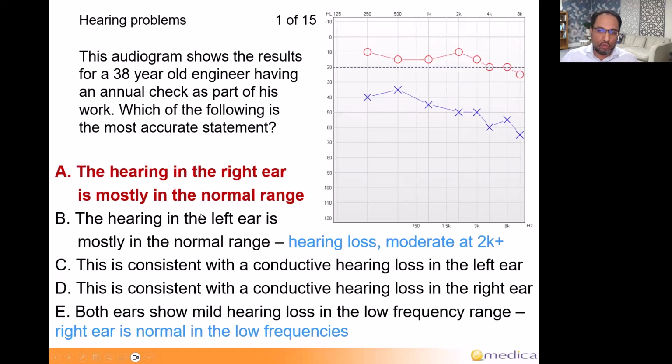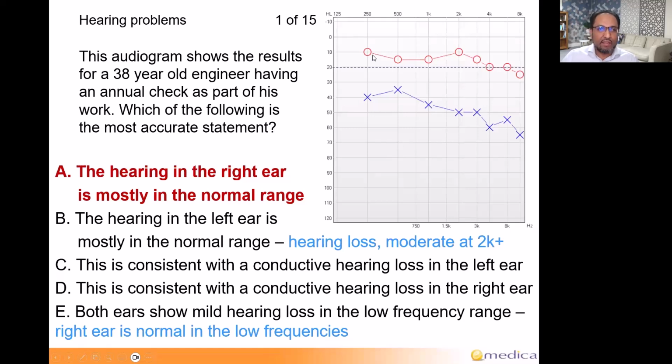So I'll go through the other 2 popular answers, which were C and D. Why might people have thought that this is conductive? People might have thought, oh, look, it looks like there's a gap between here and here. In a conductive loss, the gap has to be in the same ear. I'll show you an example of what that looks like.